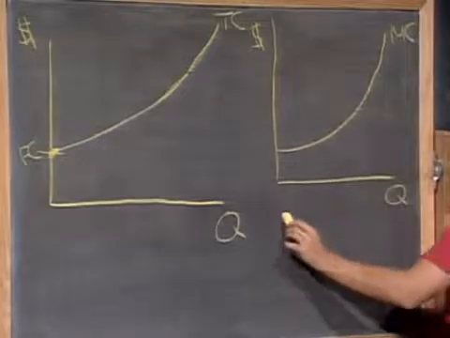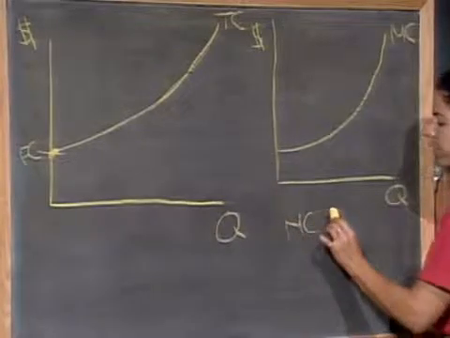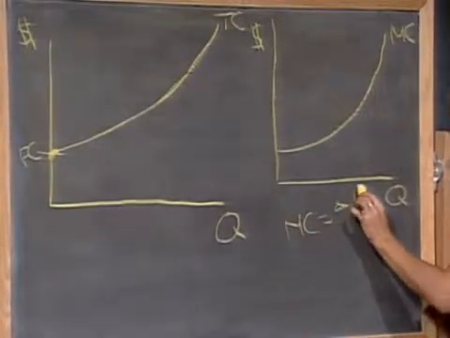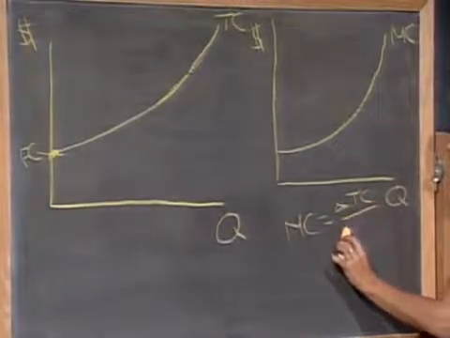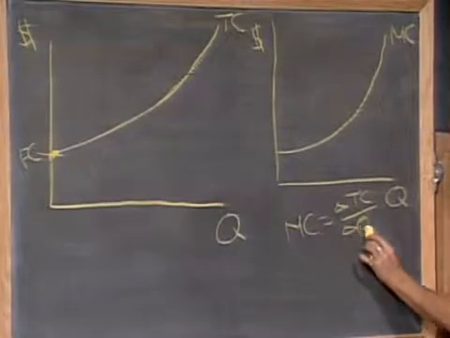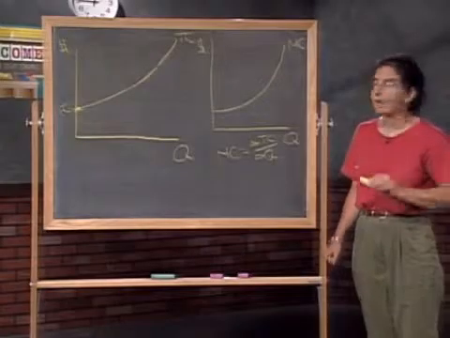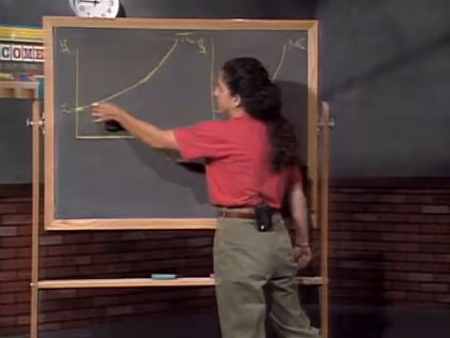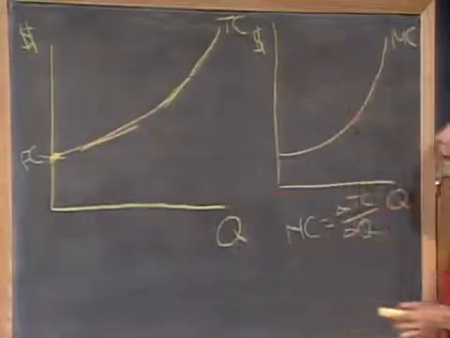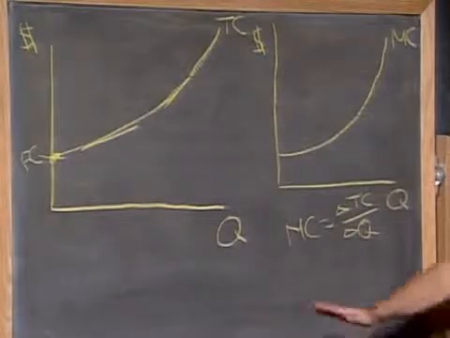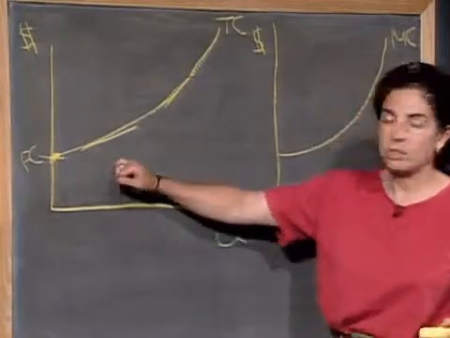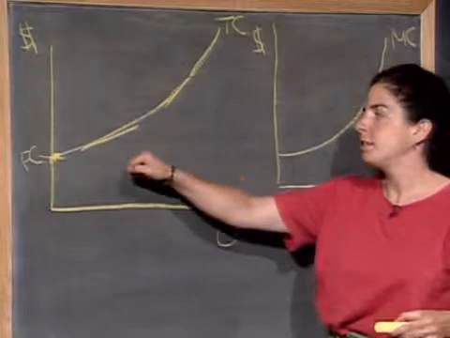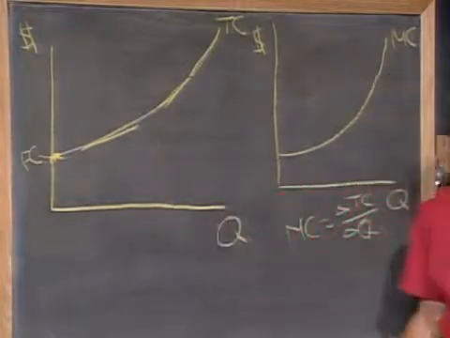Marginal cost is the change in total cost divided by the change in quantity. So the marginal cost turns out to be the slope of the total cost curve. And the marginal cost will change at different points. The additional costs incurred by an additional unit of output, that's the marginal cost.